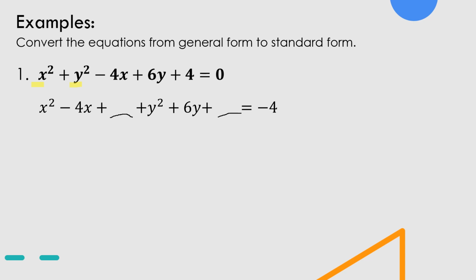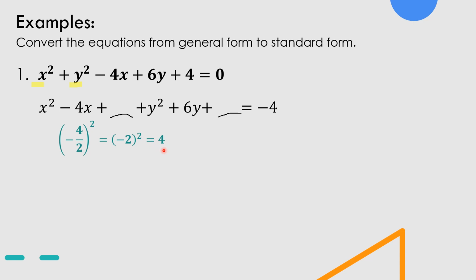And again, whatever I add to the left, I've got to add to the right. Do everything on each side of the equation. So if I add a value on the left, it gets added to the right. Okay, so to complete the square, it says take half of the linear term, that middle term, the negative 4x. Half of that coefficient, half of negative 4, is going to give me negative 2, and then square it. Negative 2 squared is 4.